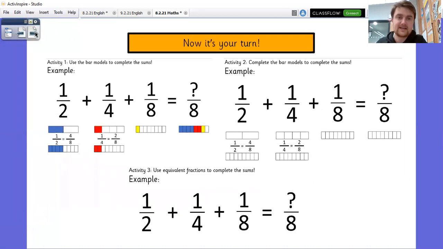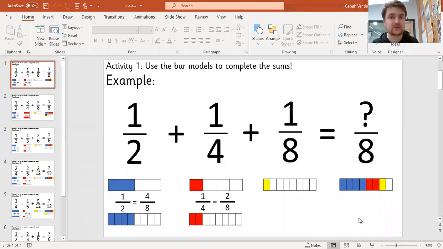So let's have a look at your activities for today. If you are on scaffold number 1, this is your job. You need to use the bar models to complete the sum. The bar models have been done for you. So if I have a look here, I've got 1/2, 1/4, and 1/8. I have turned them all into their common denominator, which in this case is 8ths.